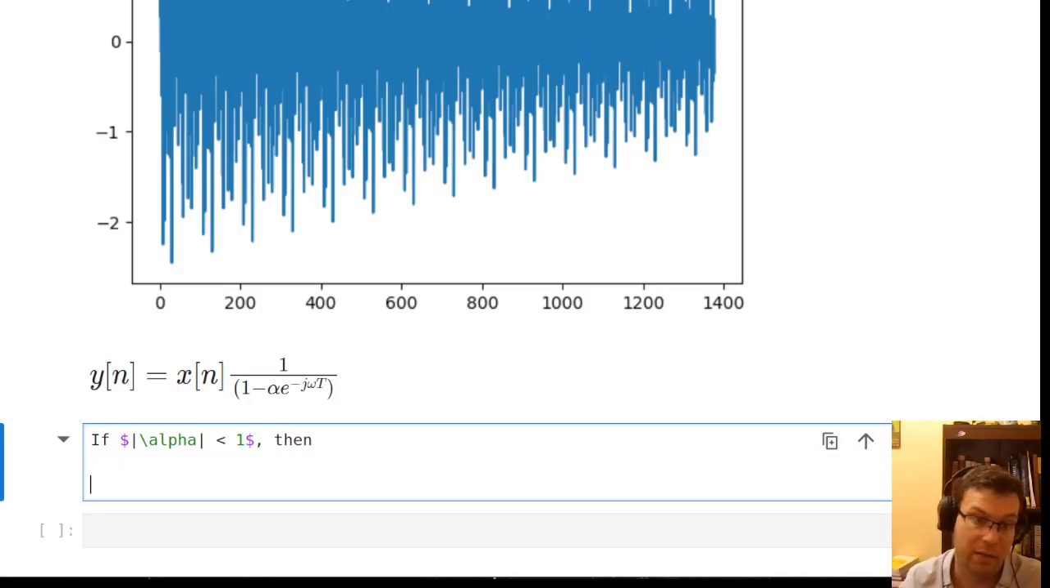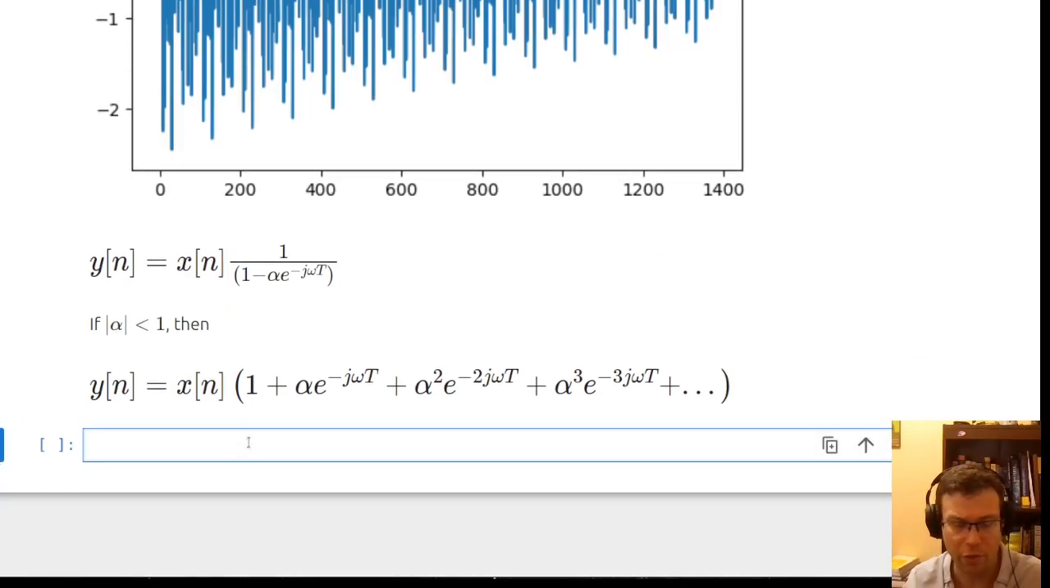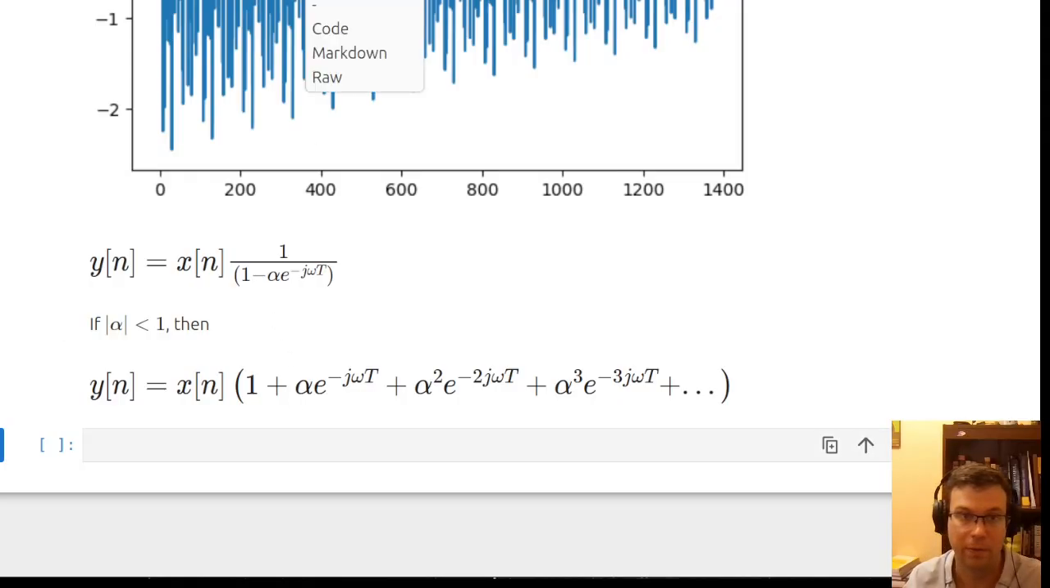then another way to write this equation is like this. It's x of n times the quantity 1 plus alpha e to the negative j omega t plus alpha squared e to the negative j 2 omega t. So we keep taking this term, multiply it by itself, and add it again, and multiply it by itself again. This is a geometric series, but it goes on forever. And as long as the absolute value of alpha is less than 1, you can write it in this form. And so this is what shows that this is a so-called infinite impulse response.